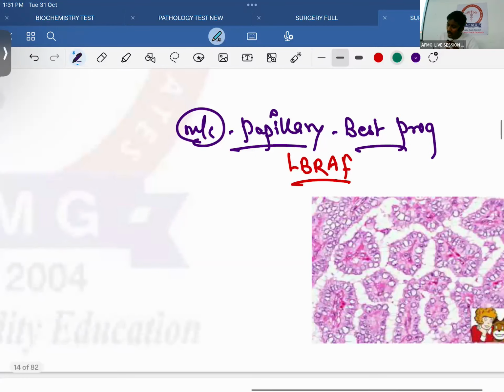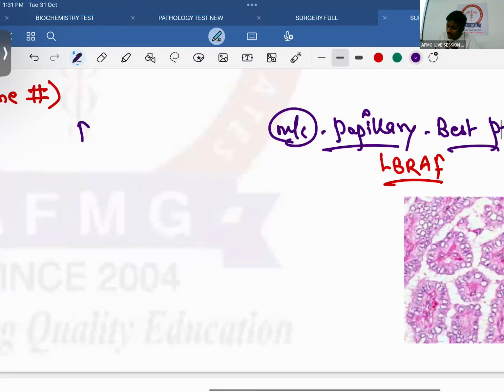Both are arising from follicular cells. Both are differentiated. So between the two there are only two differences. One is the age group of the patient. Second is the risk factor. In the young age group, which one is common?